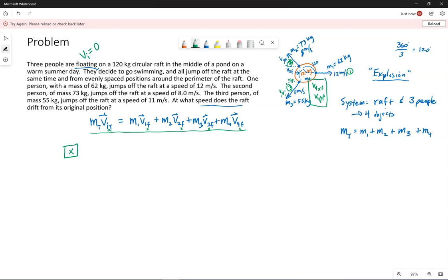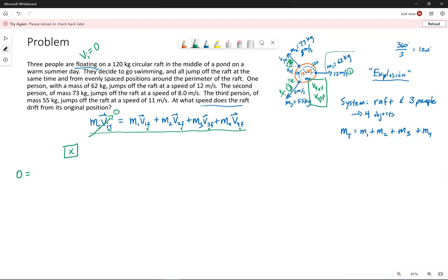Now, if you've ever just been floating in a pond, you might have a general motion because of wind or whatnot, but we're going to ignore that. So that tells us that the initial momentum of the system is 0. So all of the x components are going to have to add up to be 0.